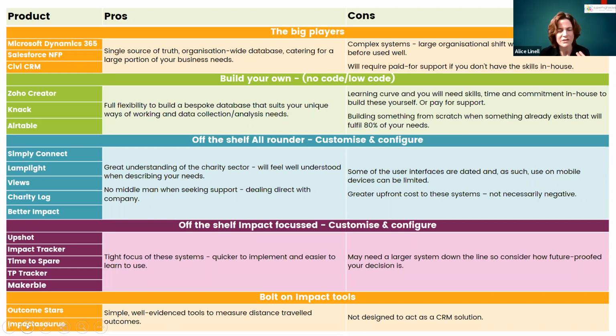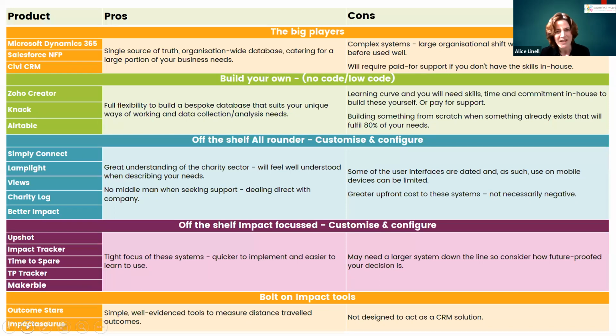So there's big category lines across the top. You've got the really big players like Microsoft Dynamics and Salesforce, CV. They can do everything for you, but they are incredibly complex and they require somebody to help you do them. Then you've got your build-your-own things, which are no code or low code. So anyone with a relative level of digital competency can pick them up and start working on them. They can be a great place for small charities with not much budget to start if you've got the person who can actually do it, but they do require a level of internal competency to do it.